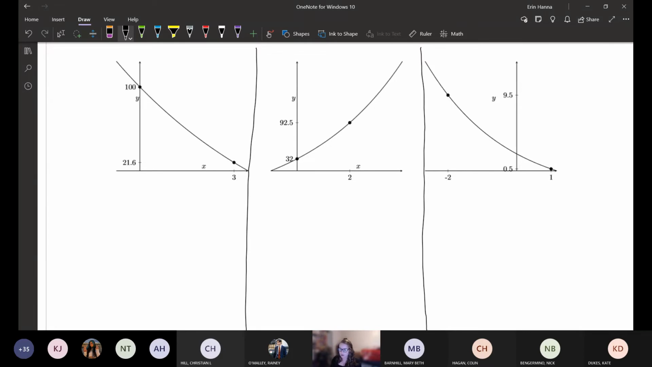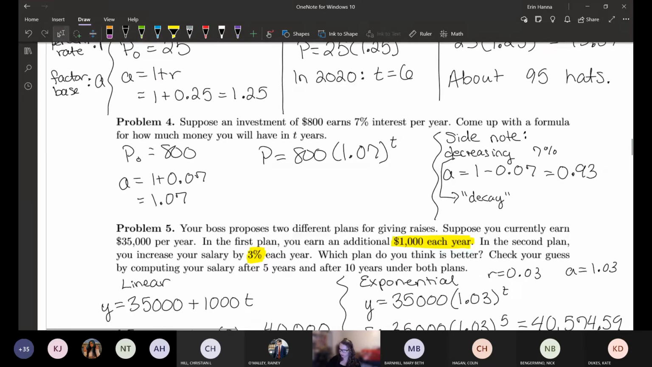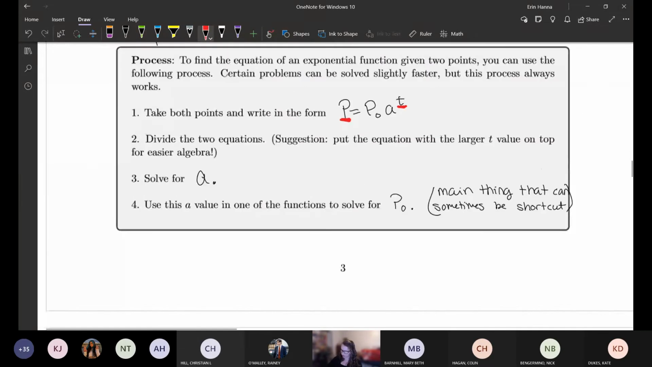So, number 4. What was number? Oh, 4. The answer was this. And the side note off to the side was just a random side note. Oh, on the notes part. Sorry. If it'll let me scroll down. The official thing was P naught, and then there was like a little side note of that's the main thing that you can sometimes shortcut. So let me know when you're good.